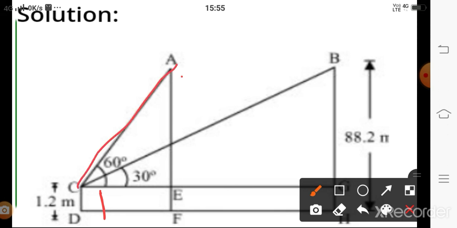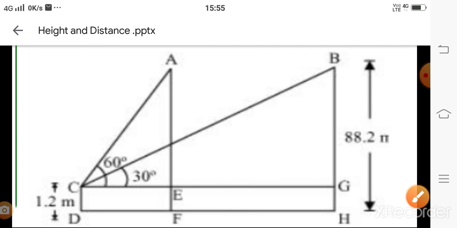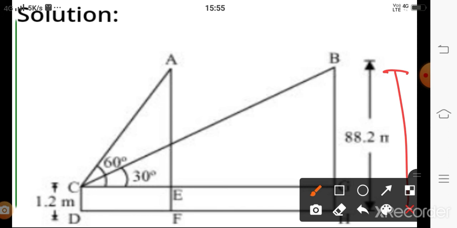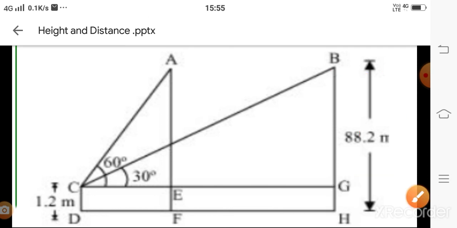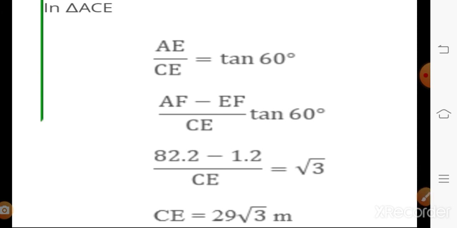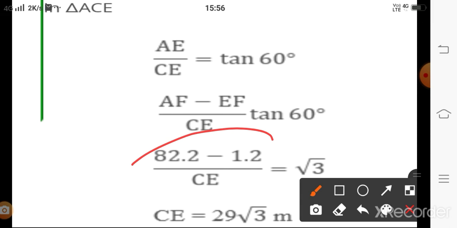The first triangle is AEC, a right triangle, and the second right triangle is BGC. Here the total height is given as 88.2. Out of this we have to subtract 1.2 to get the height BG. In the first right triangle ACE, using tan theta as perpendicular upon base, tan 60 degree is AE upon CE, and AE is equal to AF minus EF, that is 88.2 minus 1.2. Then we easily get the value of CE as 29 root 3 on solving.